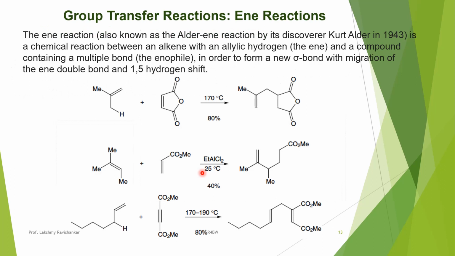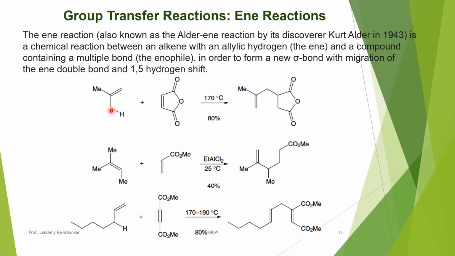We just come to the last part, and that is a group transfer reaction, also known as an ene reaction or the Alder-ene reaction, named after its discoverer Kurt Alder in 1943. It basically involves a chemical reaction between an alkene which has got an allylic hydrogen, which is known as the ene, and an enophile, which is nothing but another alkene or a molecule with a multiple bond. And you form a new sigma bond. So this is the new sigma bond which is formed here with the migration of the ene double bond. So the ene double bond has migrated here, and there is a 1,5 hydrogen shift.